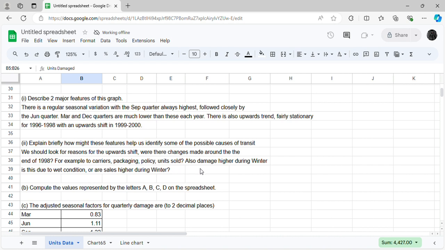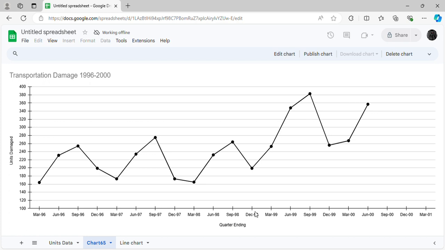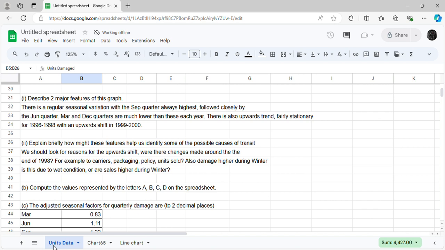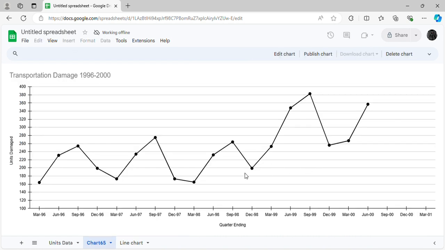Also, damage is higher during winter. So winter months are June and September. So between June and September, damage is also higher during winter. Is this due to wet conditions or are sales higher during winter? So as we can see, the units damaged are quite high between June and September, and that's the winter month.